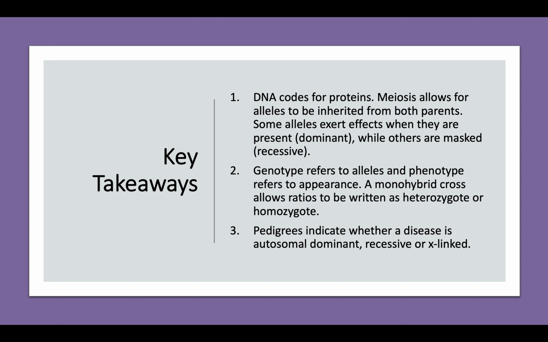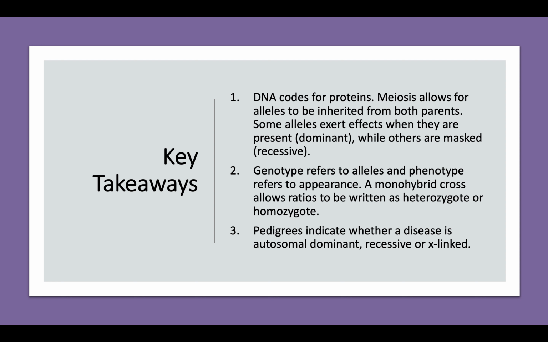Okay, here are our key takeaways for this chapter. Number one, DNA codes for proteins. Meiosis allows for alleles to be inherited from both parents. Some alleles exert effects when they are present, which means they're dominant, while others are masked, which means they're recessive. If there's ever a dominant around, the recessive will be masked.